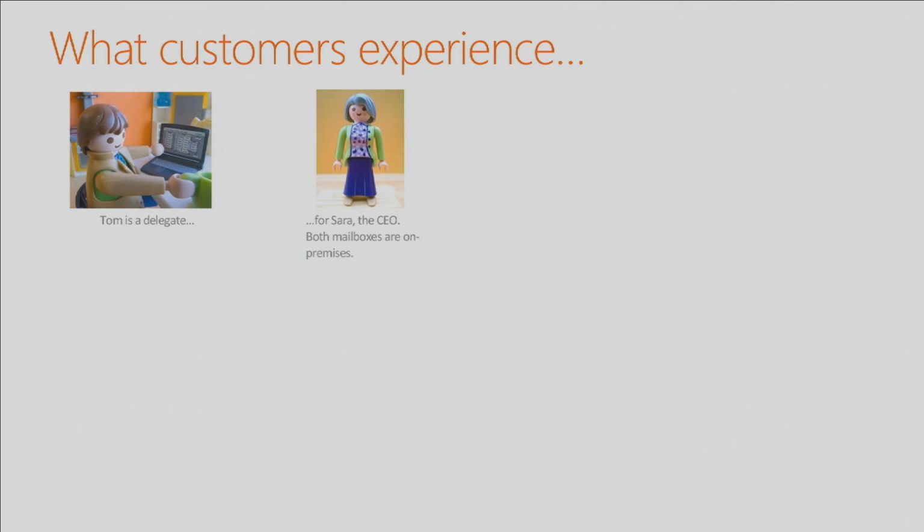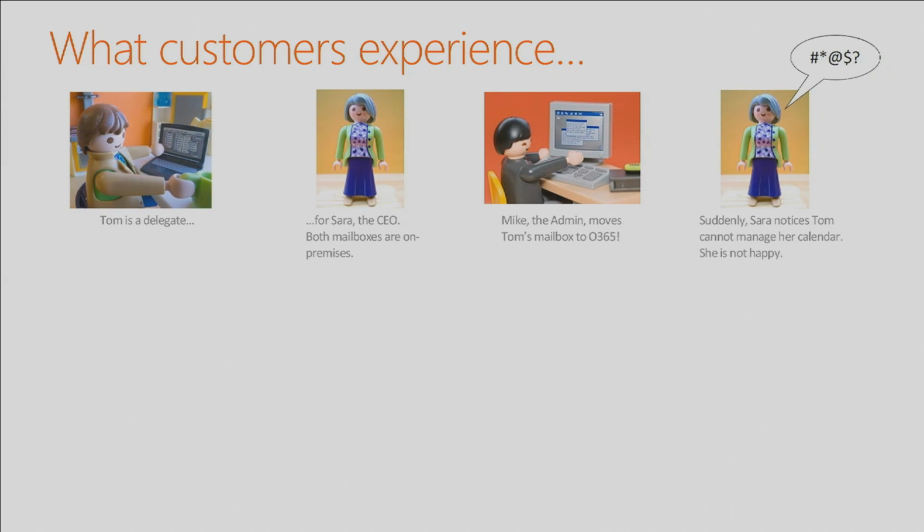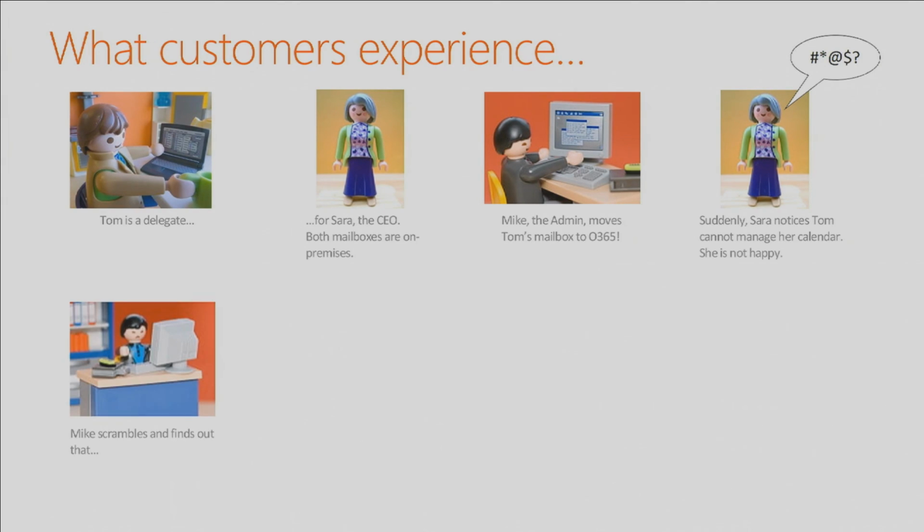Everybody's happy. All of a sudden, Mike jumps in and says, all right, I'm going to move the mailbox for Tom to Office 365. They're in a hybrid configuration. So now the mailbox is being moved. Great. Suddenly, Sarah notices some things aren't working with delegation. She can't access the mailbox, getting a million prompts, all kinds of issues start showing up. Sarah is not happy. We were not allowed to make the slides R-rated, so we changed some of the words to protect the innocent.